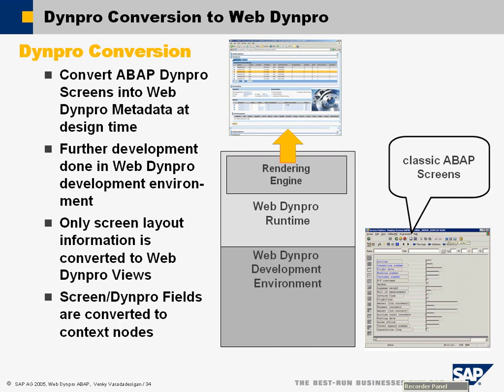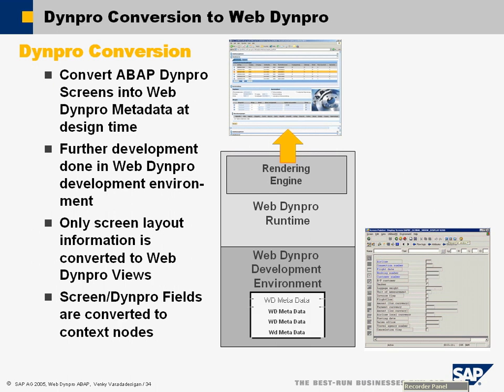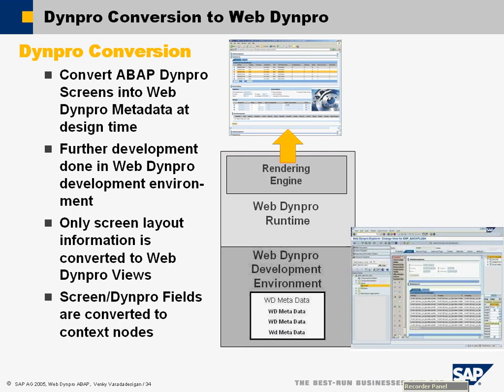The converter does not deal with the flow logic. It just simply converts your screen layout alone, UI elements, into UI elements metadata. Okay? And of course, further development, like handling the UI user event and flow logic and stuff like that, needs to be done manually by the programmer.